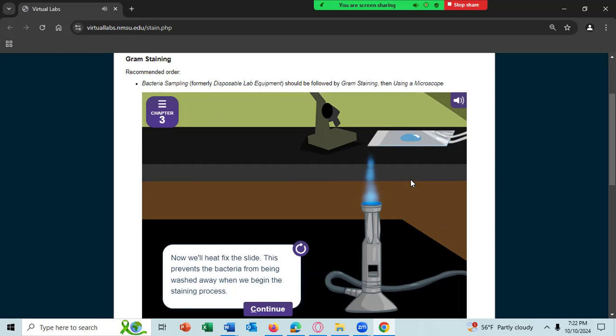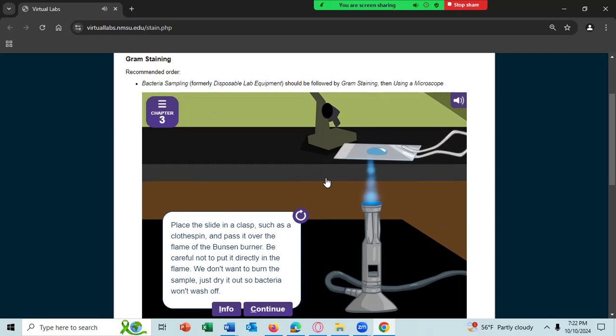You would need to air dry this out first. It's a slight mistake in this video. It's showing the drop of water. You don't want to heat fix a drop of water because the water will boil. Place the slide in a clasp, such as a clothespin, and pass it over the flame of the Bunsen burner.